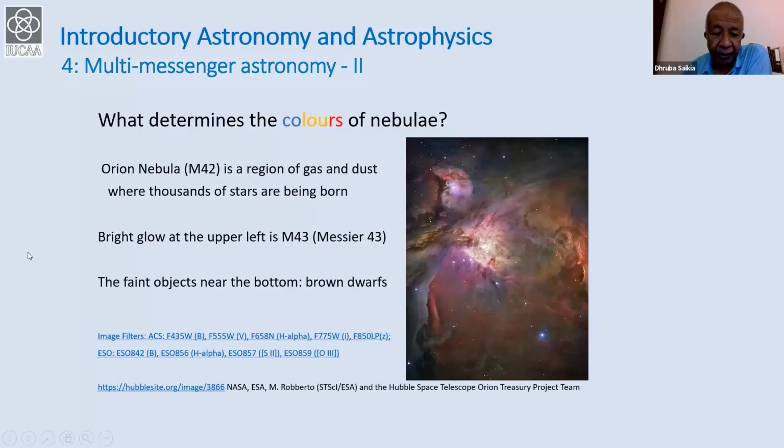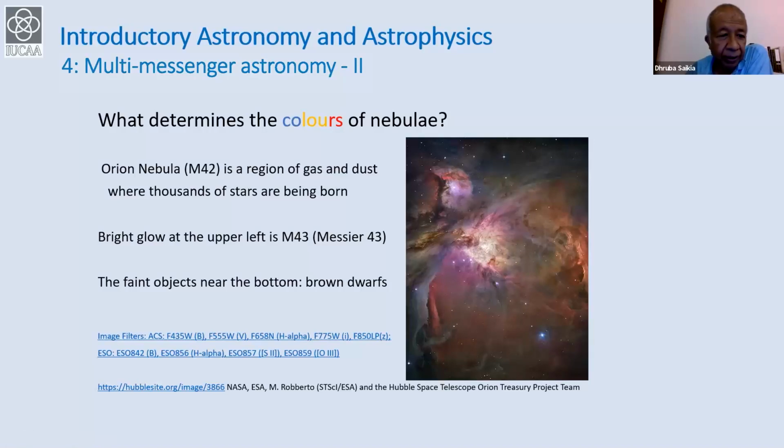Brown dwarfs are stars which didn't quite make it. And what do you think determines the colors of these nebulae? Stars is something which we talked about, but let's spend a little time talking about nebulae.